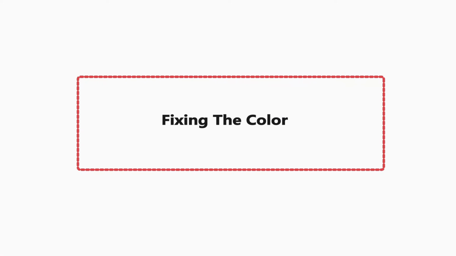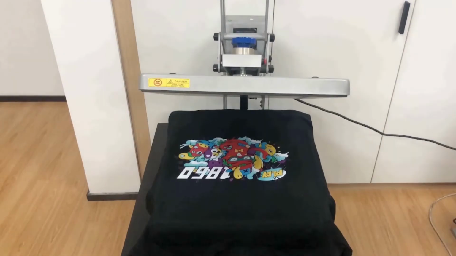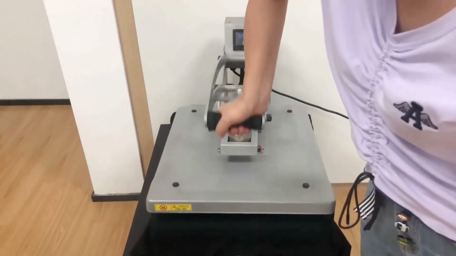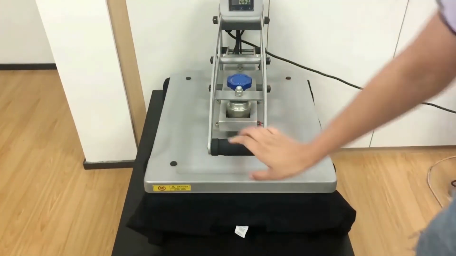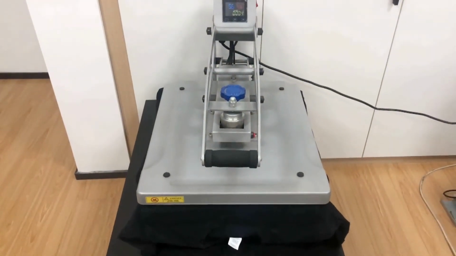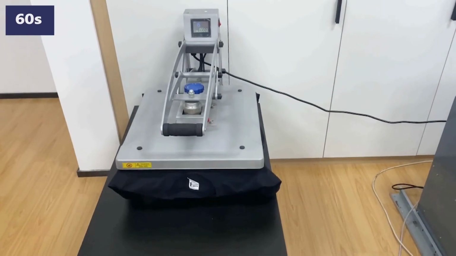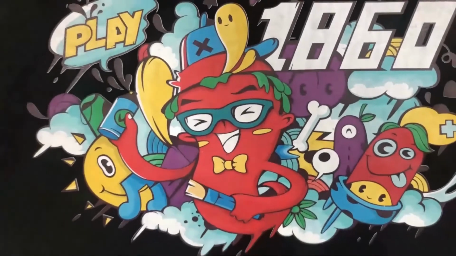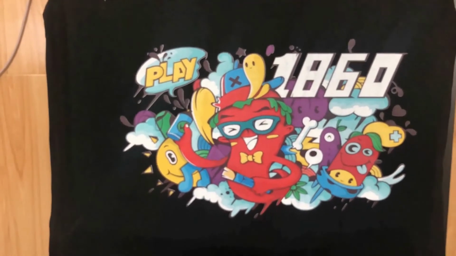And the last step, we fix the color with the heat press. We heat press for 60 seconds to help the ink develop the skin on the top. So, this is our finished product.